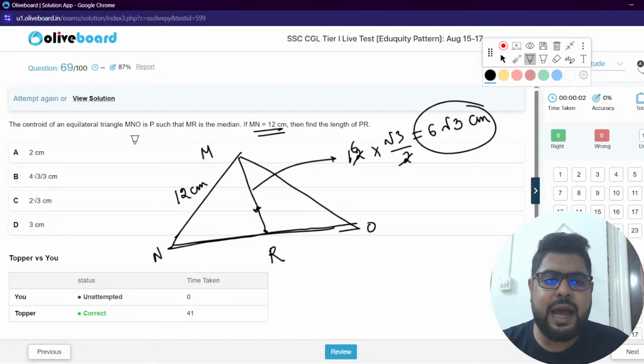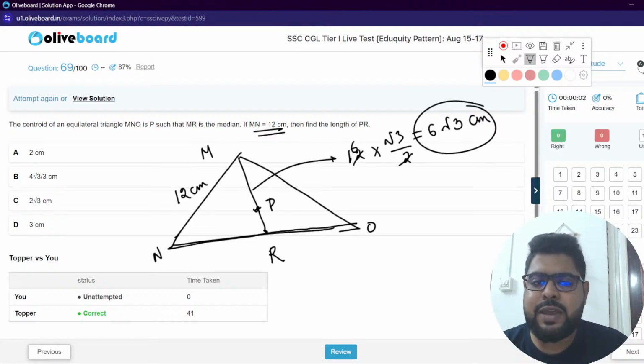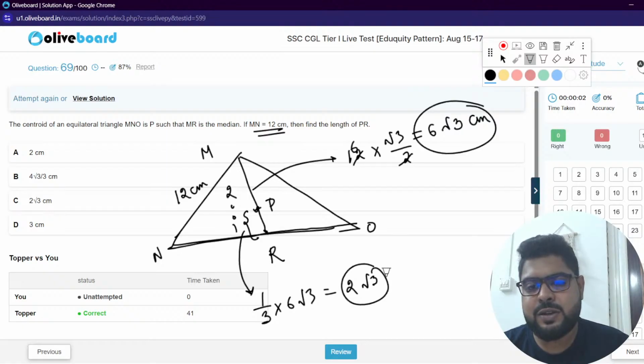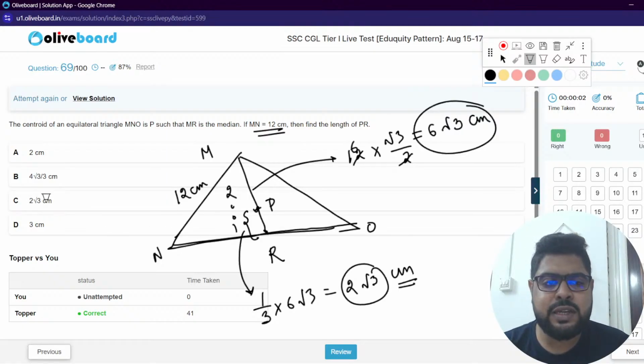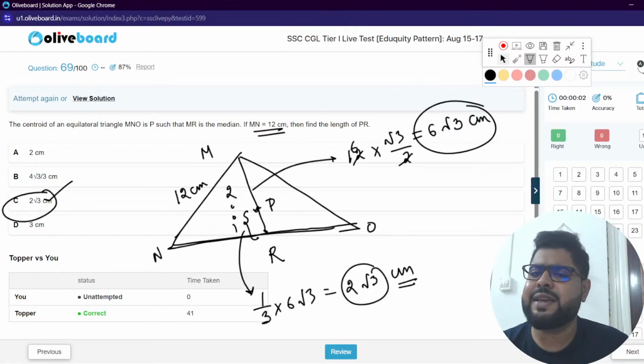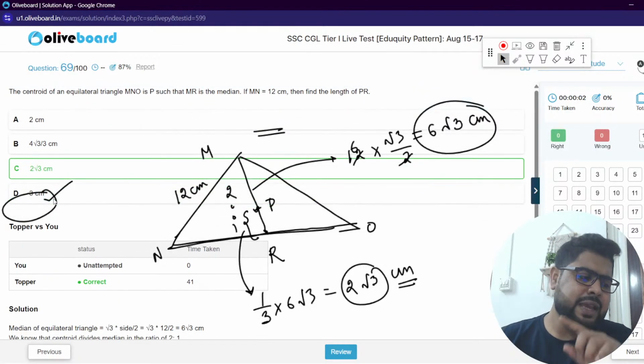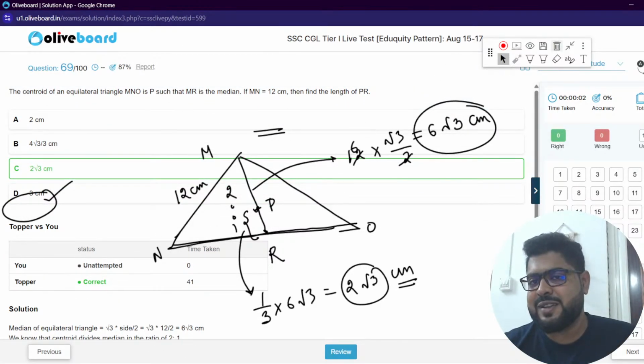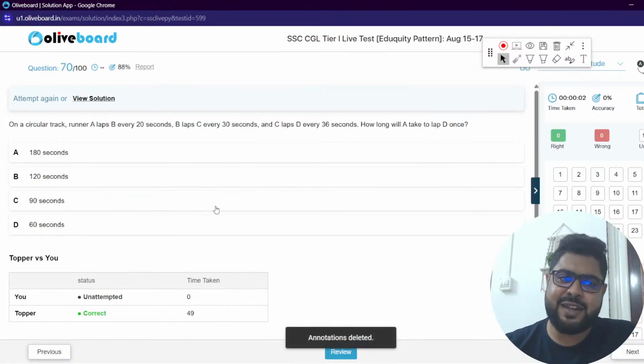Acha, this is P. They are asking PR ka length. So this is 2:1, we all know. So PR will be 1 out of 3 parts of 6 root 3. So this will be 2 root 3. That is option C. Very, very simple. Again, Panmay, you were saying this was difficult. You see, these questions are not difficult at all.